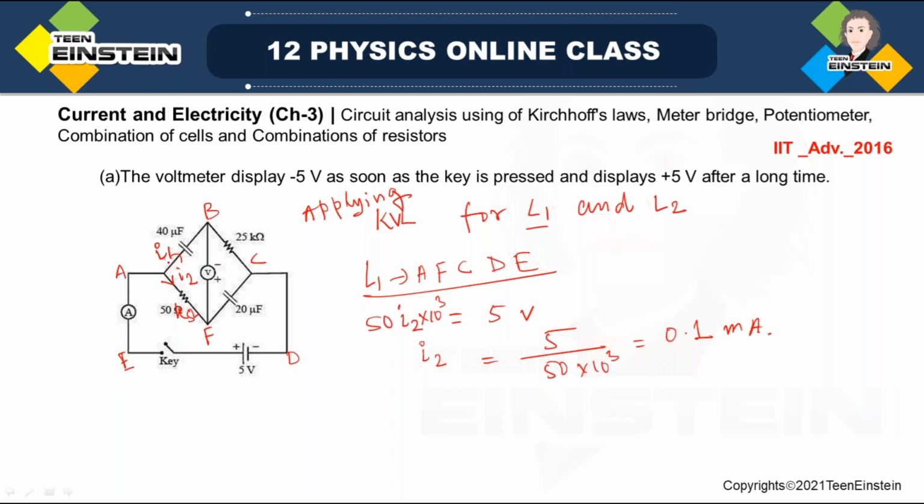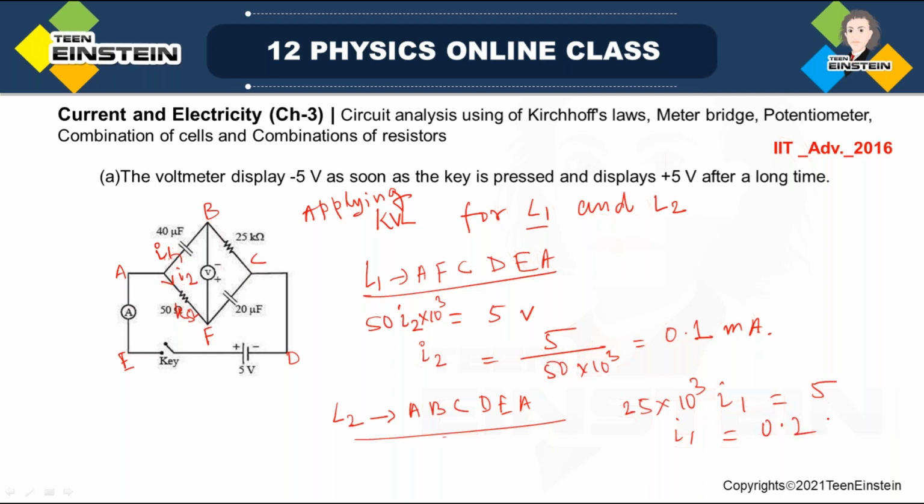What is I1? See here in this way, if I apply KVL to this loop 2, loop 2 is A, B, C, D, E, this way, the whole outer one. If we apply KVL, this is also here I1, right? So 25 into 10 to the power 3 into I1 is equal to 5 volt only. So from here, we'll get I1 is equal to 0.2 milliampere.